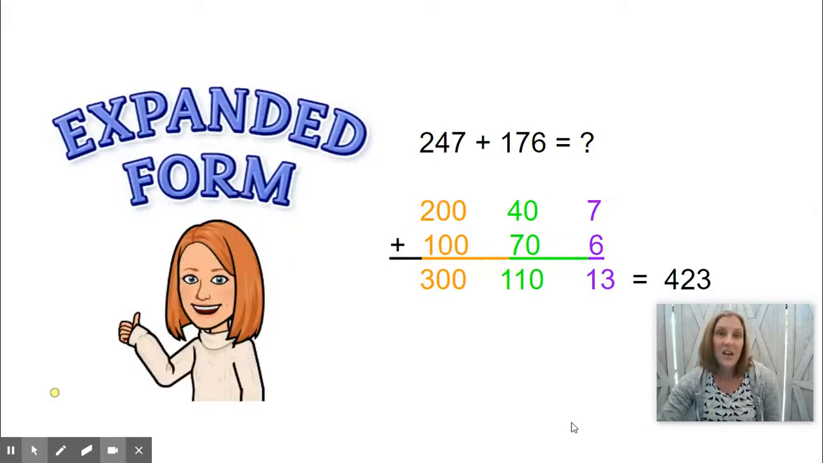So let's take a look at expanded form. If we break apart the top number, 247, we would have 200 plus 40 plus 7. And then for the number 176, we would have 100 plus 70 plus 6. That gives us 300 plus 110 plus 13, which gives us our sum of 423.